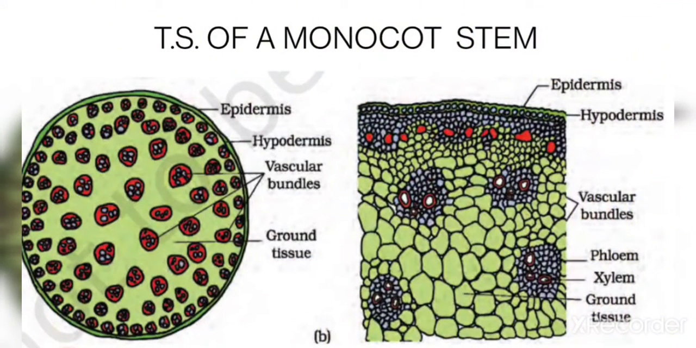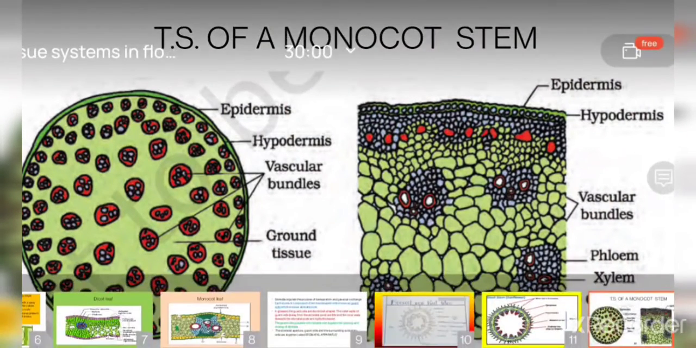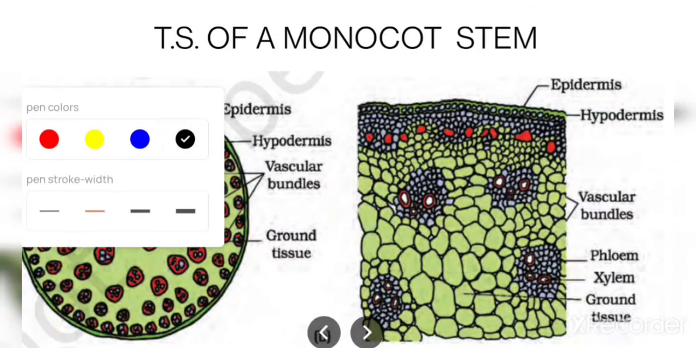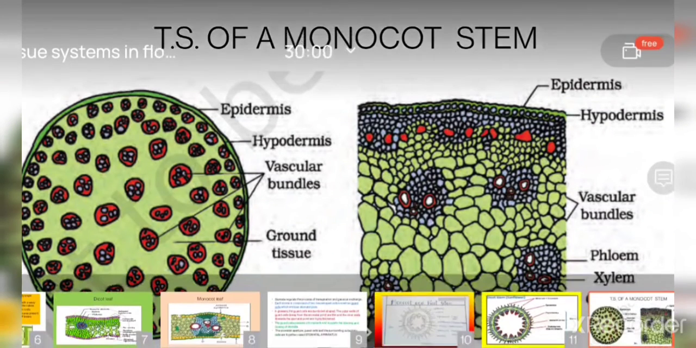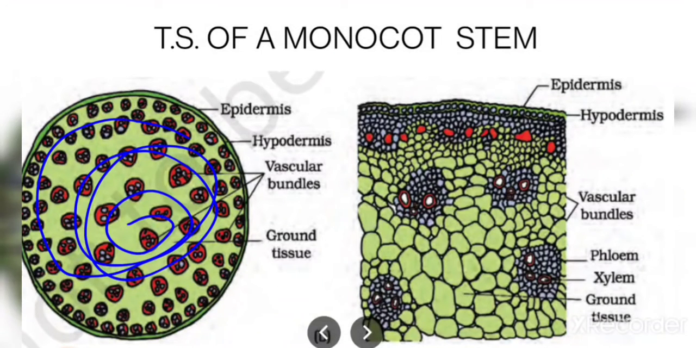Alright. Now students, this is the TS of a monocot stem. So monocot stem, it's a beautiful one. Pith is absent in this case. There is no pith. This entire part is the ground tissue. This entire part is going to be the ground tissue. You can see this is entirely filled with parenchyma cells.